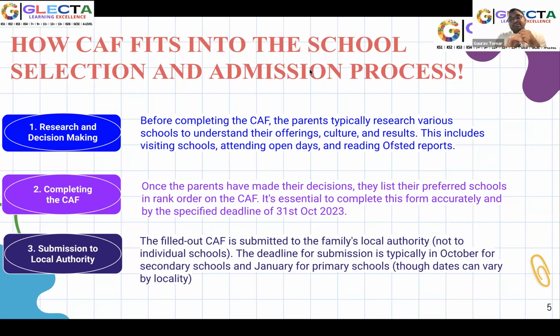There is a catch there, which most parents have asked about in the past as well. Some councils provide you 6 options, some provide 5, and some provide fewer than that. So depending on each county, they provide a different number of schools in the CAF form. So always make sure that you understand it, and accordingly fill in the CAF, right? So let's go to the next slide.